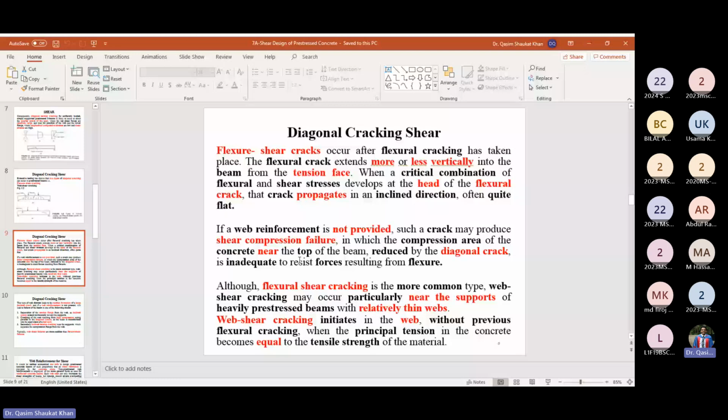As the flexure cracks propagate, the neutral axis will move upward. When the neutral axis moves upward, you know that the upper part is subjected to compression and the lower part is subjected to tension, so the compression area is reduced. When the area is reduced, the force is the same. Force divided over a smaller area will increase the compression stresses, which may result in a compression failure.